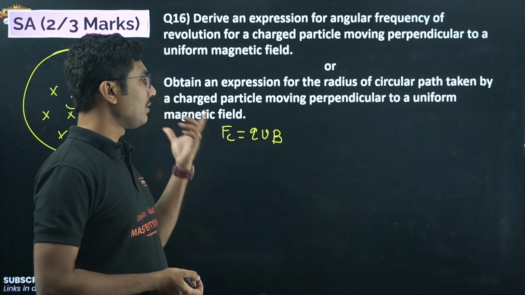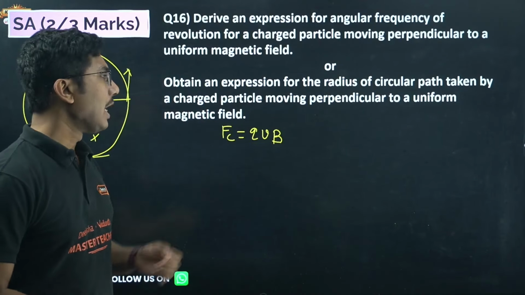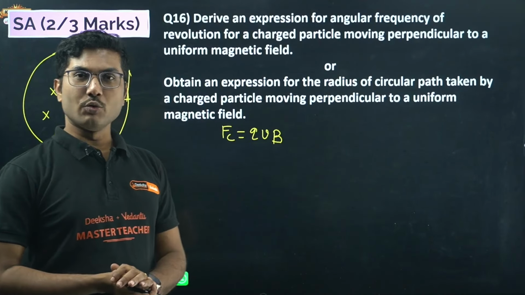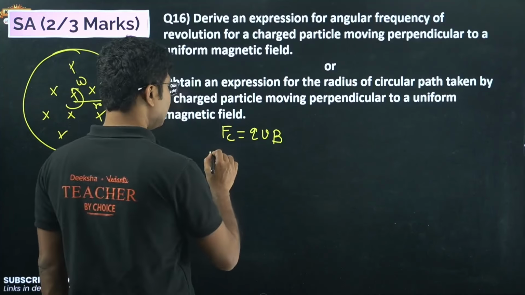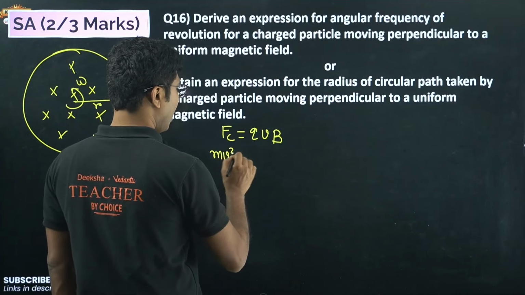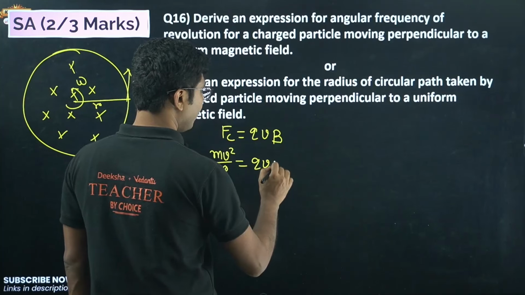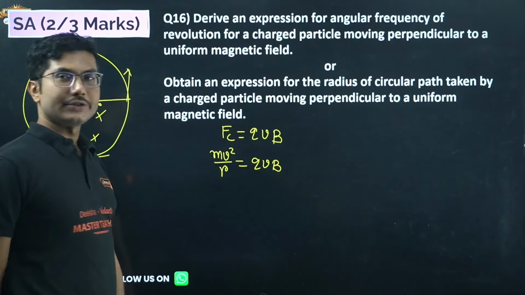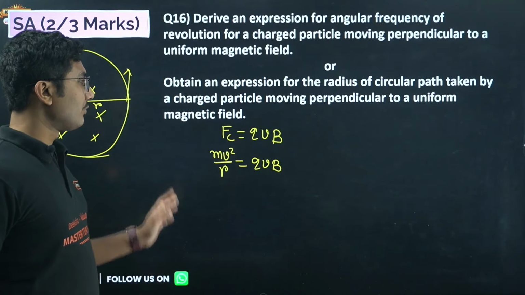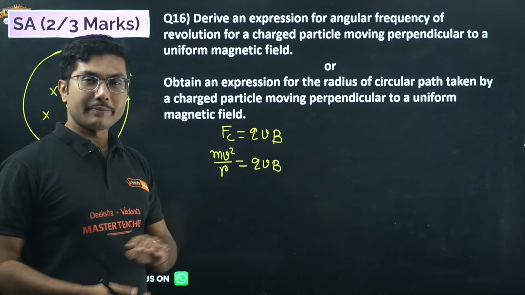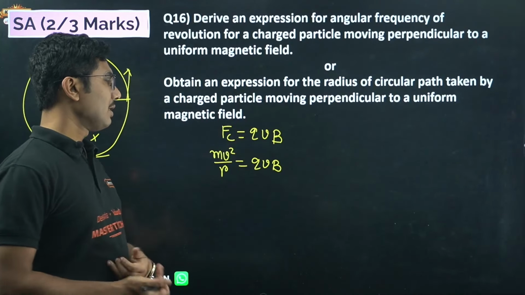Okay, so centripetal force is Q into V into B. Now centripetal force itself has its own expression. What is that? That is mv square upon R equals Q into V into B. This is the expression for centripetal force, and centripetal force is provided by Lorentz force. So from there we can write this.